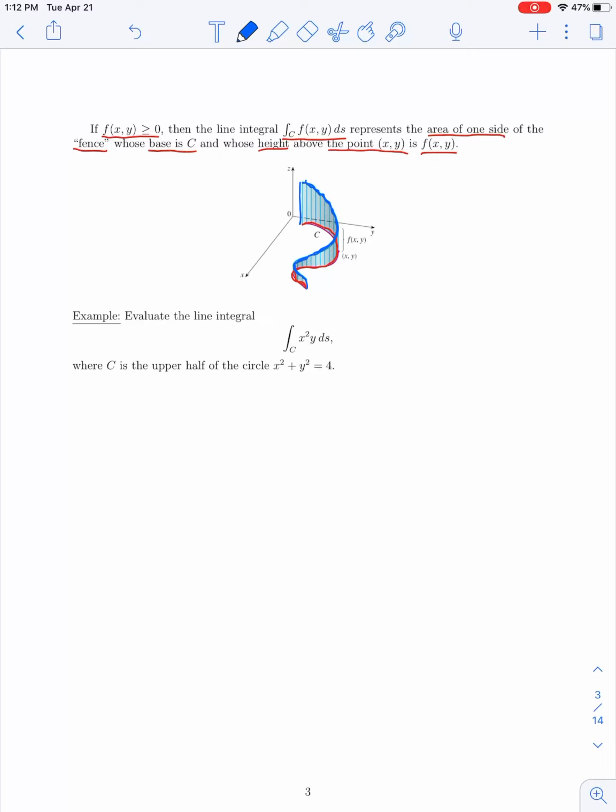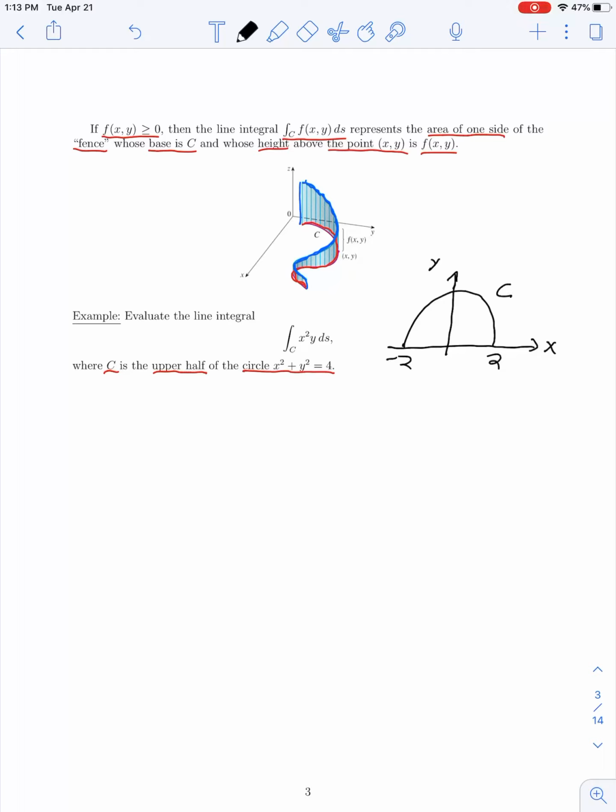So let's look at another example. In this next problem, we're asked to evaluate the line integral of x squared times y with respect to arc length over the curve C, which is defined to be the upper half of the circle of radius 2 centered at the origin. That is x squared plus y squared equals 4. So here, again, let's maybe visualize our curve. We're talking about the upper half of a circle of radius 2 centered at the origin. So here we have some semicircle of radius 2.